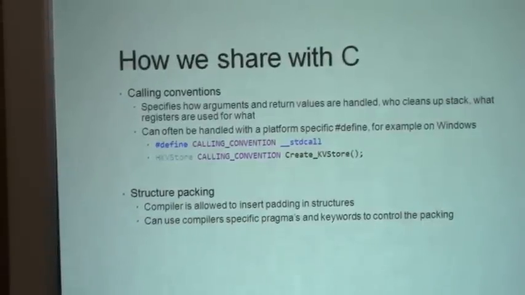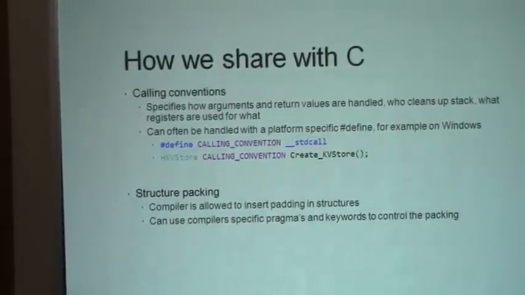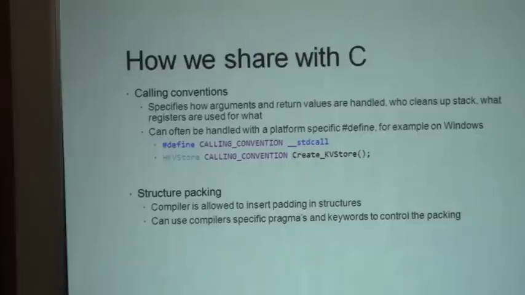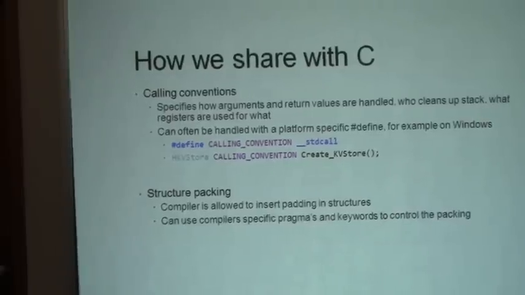So how do we share with C? Calling convention specifies how arguments and return values are handled, who cleans up the stack, and what registers are used for what. We can usually handle this by using a platform-specific define. For example, if we're trying to define cross-compiler code on Windows, we might define a calling convention as stdcall, then define a function with our calling convention.